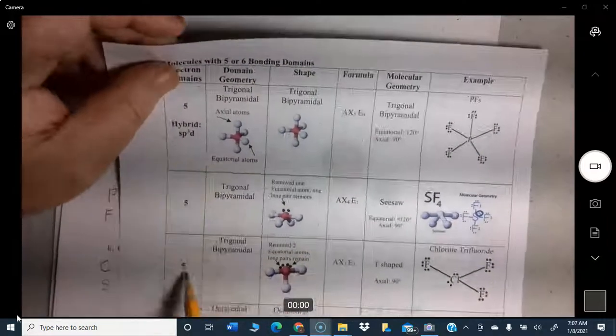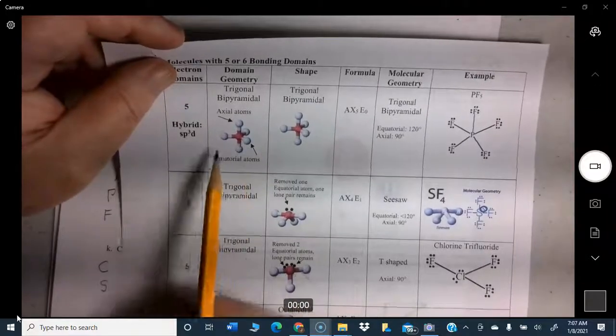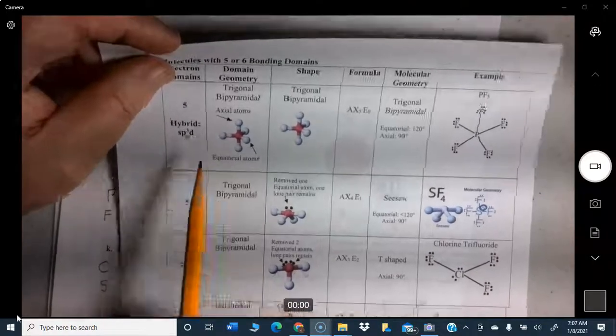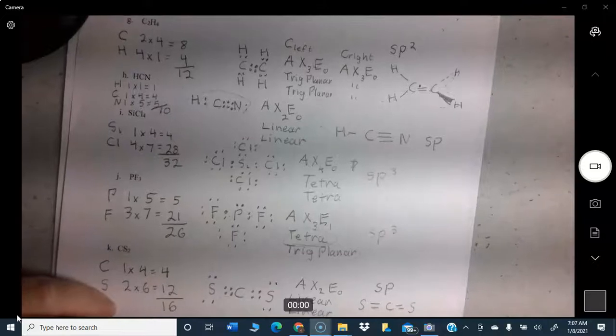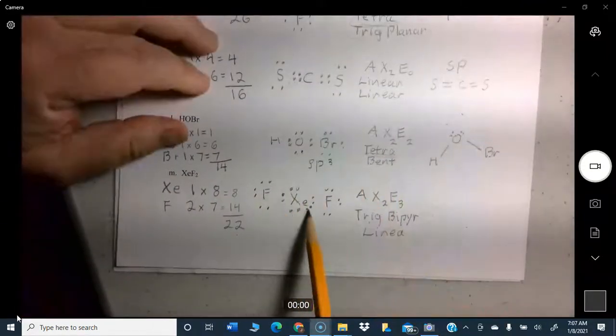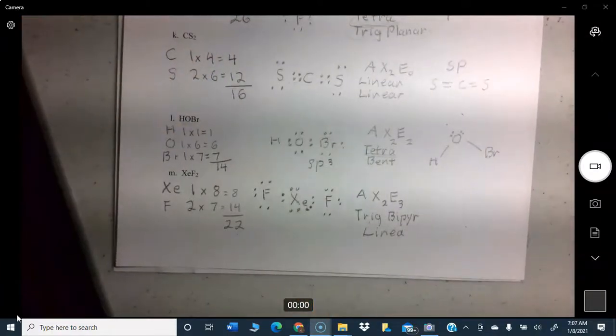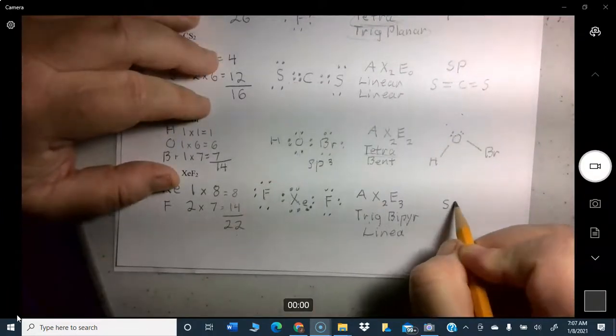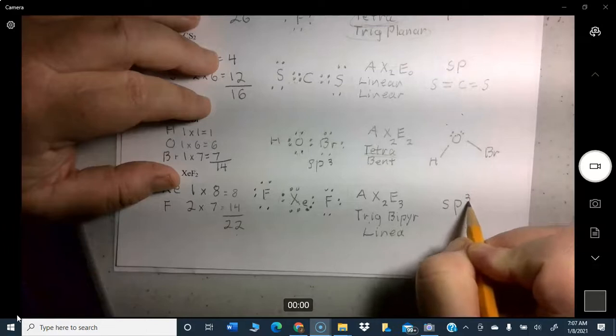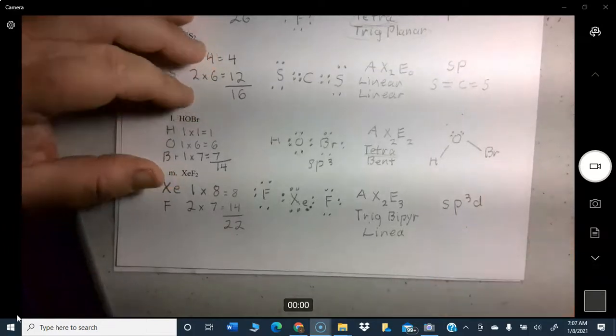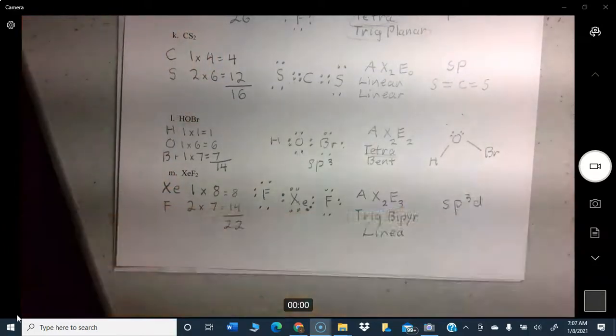That's 5 electron domains, so that's going to be sp3d. In other words, xenon has 5 electron domains. That means it has an octet plus 2. That's an extended octet. So it has to have some place to put those 2, so it puts them in the d orbital. It's like a storage locker for those extra electrons. So that's an sp3d.